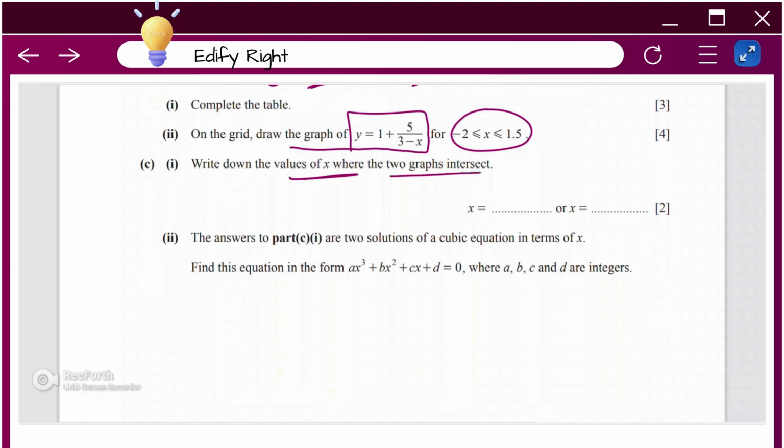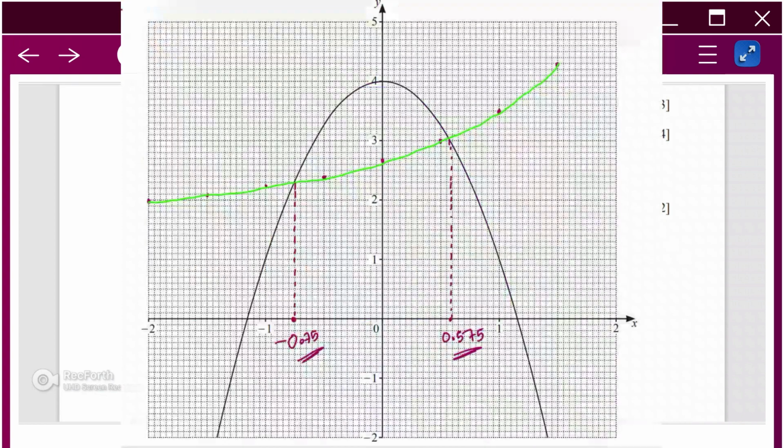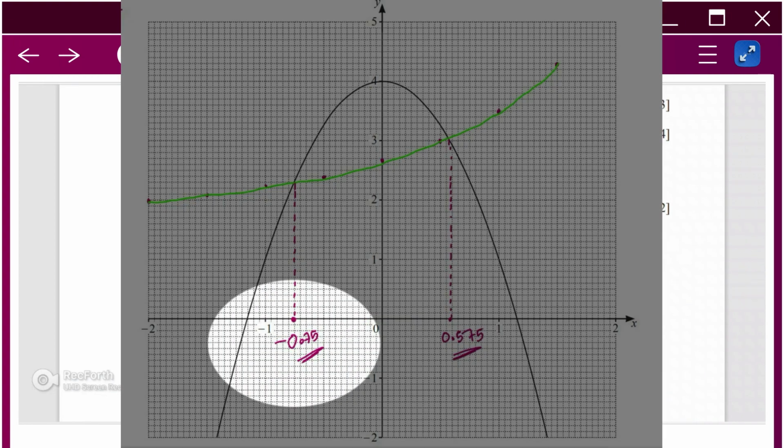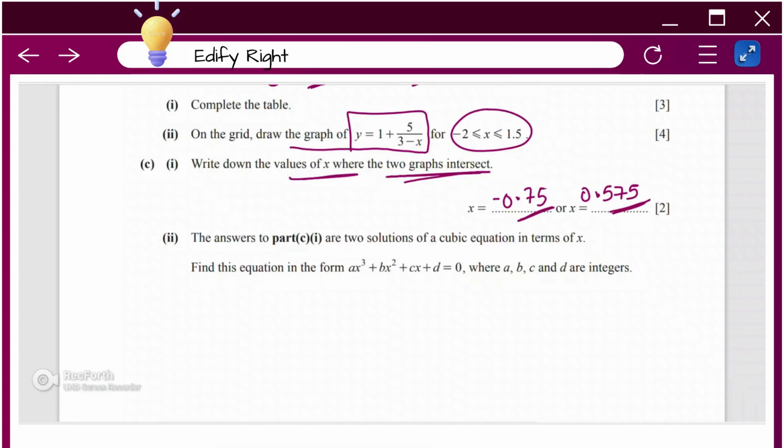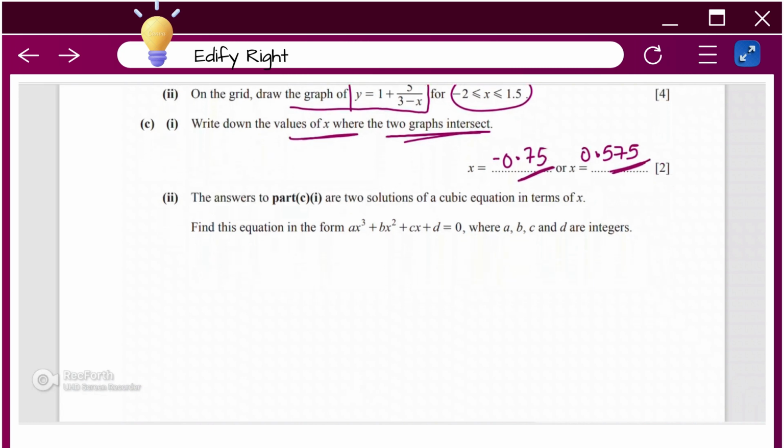Next, write down the values of x where the two graphs intersect. So here you just have to look at the graph, see where the two graphs are intersecting. So they are intersecting at 2 points, at x equal to minus 0.75 and at x equal to positive 0.575. So these are the 2 points where these two graphs are intersecting each other.